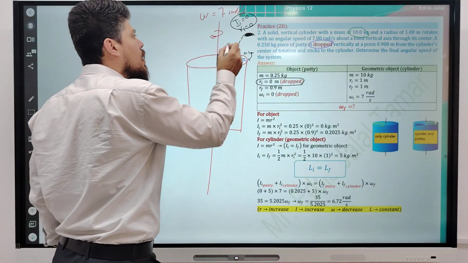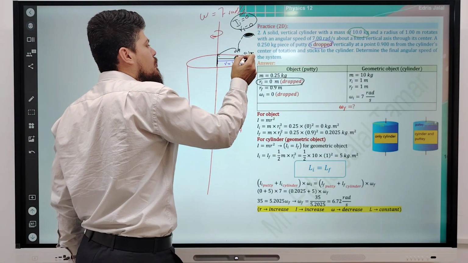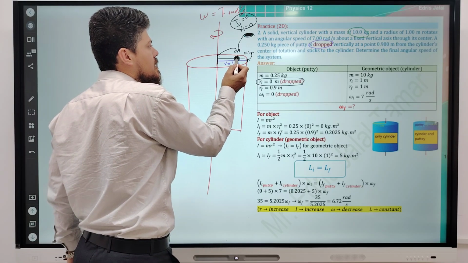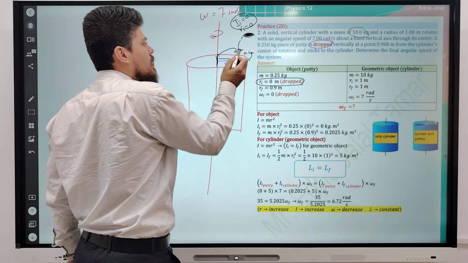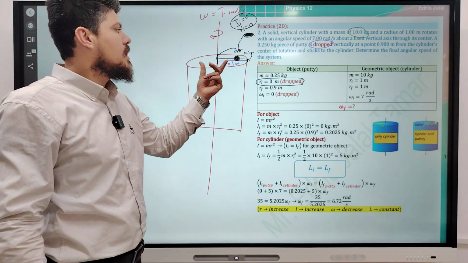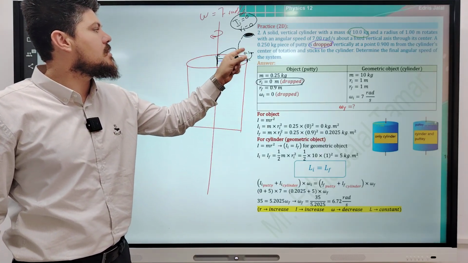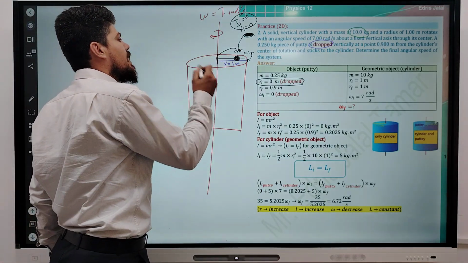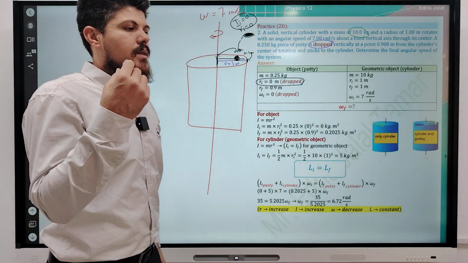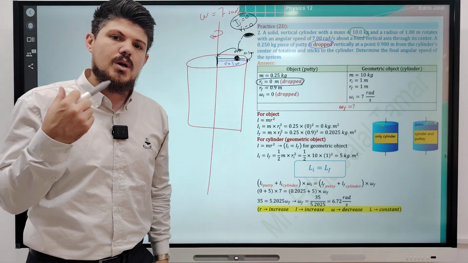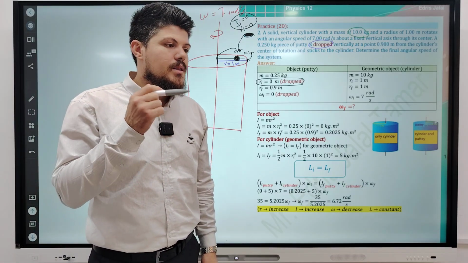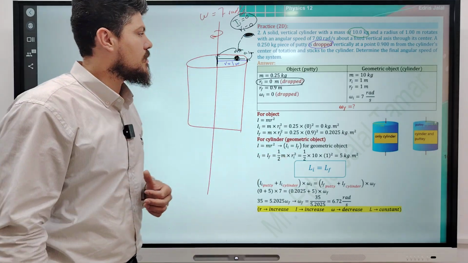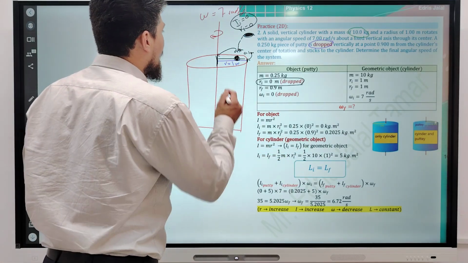If the question says the putty is dropped at a point 0.1 from the edge, it means its distance from the axis of rotation is equal to 0.9 meter. Why? Because we already have the radius of the cylinder, 1 meter, 1 minus 0.1 is equal to 0.9 meter, because we need the distance from the axis of rotation. When we say the moment of inertia of the putty is equal to mr square, what do you mean by this r? This r is the distance of the object from the axis of rotation, not from the edge of the object.